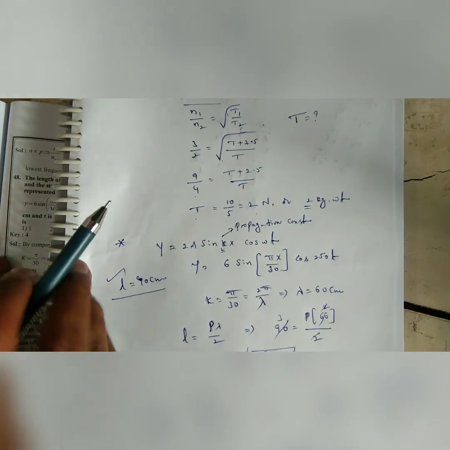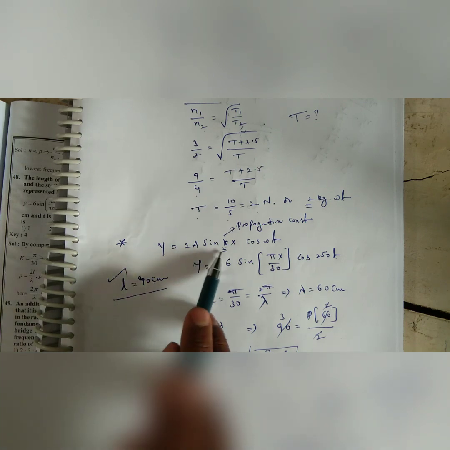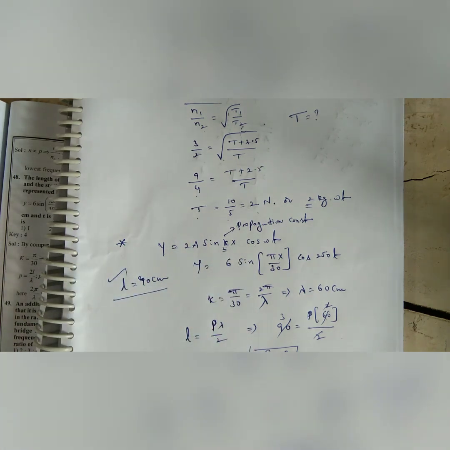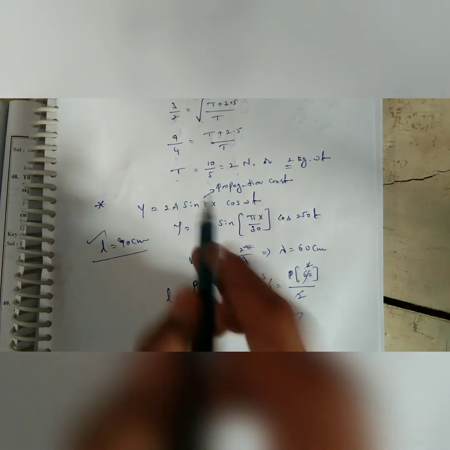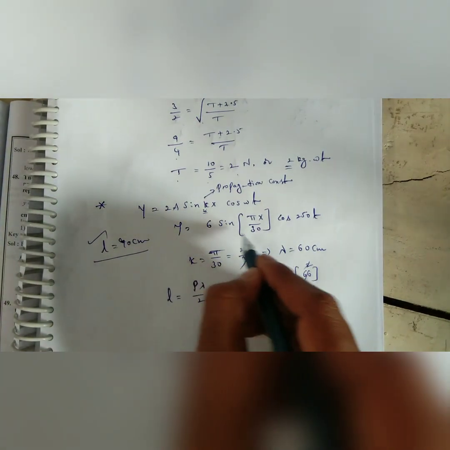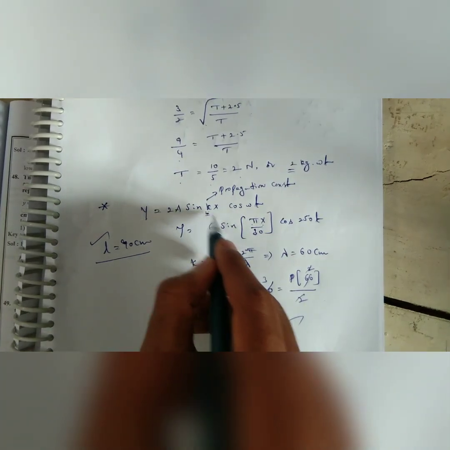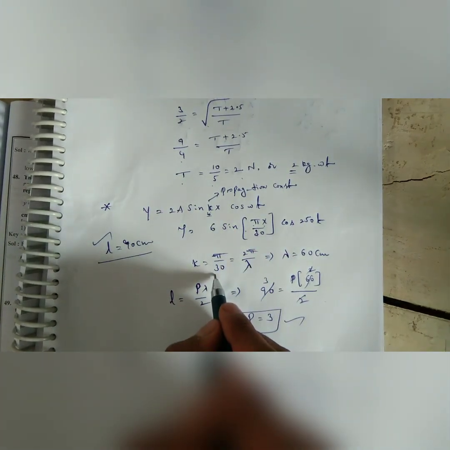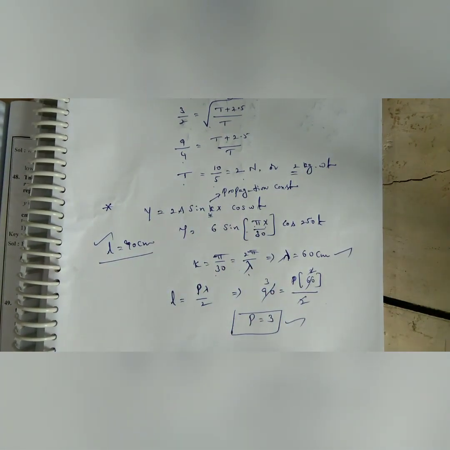So the displacement of the resultant wave is y is equal to 2a sin kx cos omega t in case of standing wave or stationary wave. K is the propagation constant, 2 pi by lambda. Here pi by 30 represents the k. Compare these two: pi by 30 equal to 2 pi by lambda, so lambda equal to 60 centimeter.